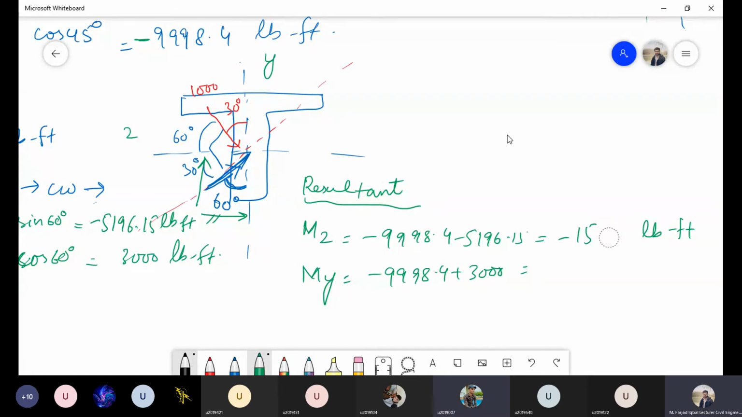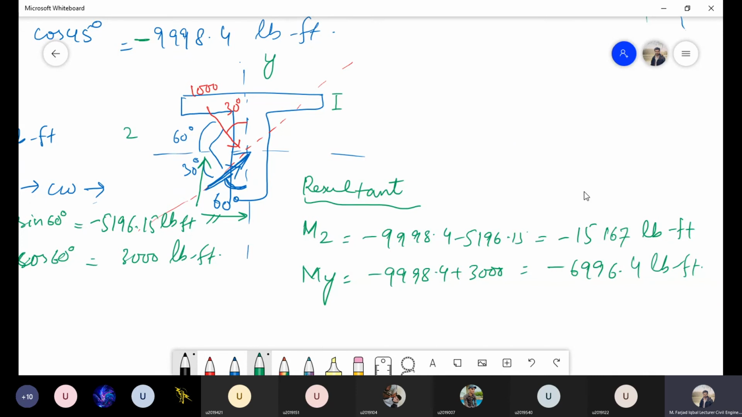15167.55. What about the other one? What is My? So I'm getting minus 6996.4, right? Since all the units of dimensions are given in inches, I can also convert these into pound inch.